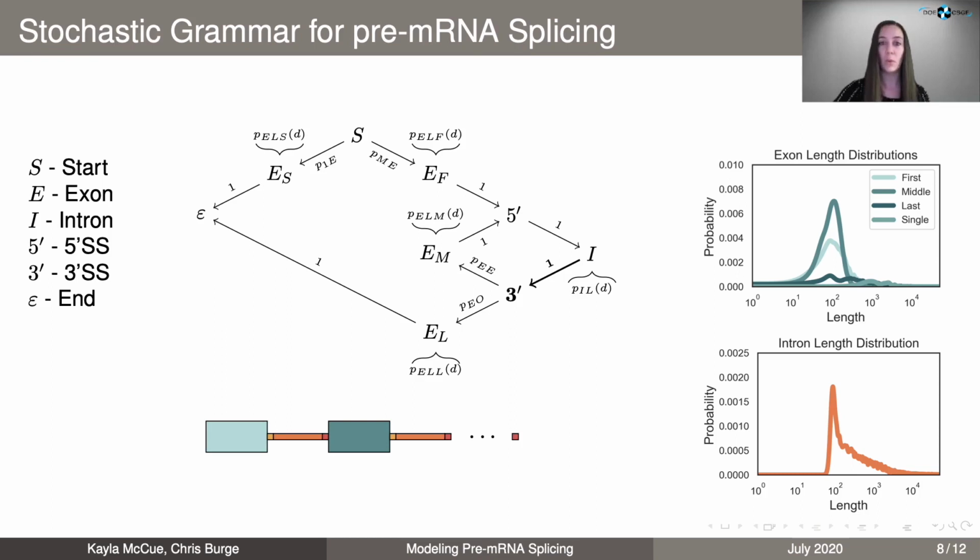But eventually, we will end up in this 3' splice site state, and with probability PEO, we will take this other arrow to end up in the EL, or last exon state. We sample from its length distribution, emit however many exonic bases, and then end up back in our end of generation state.